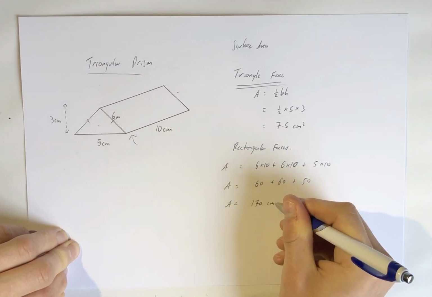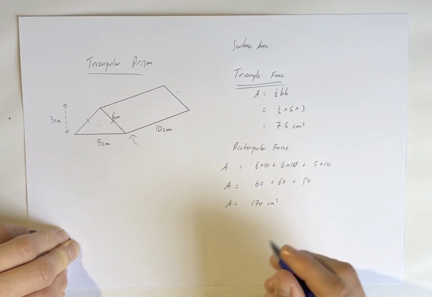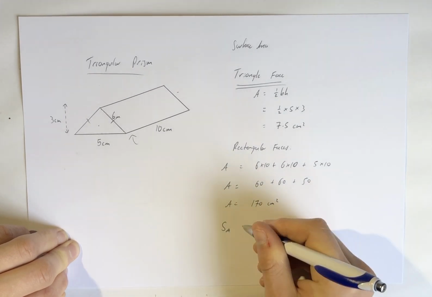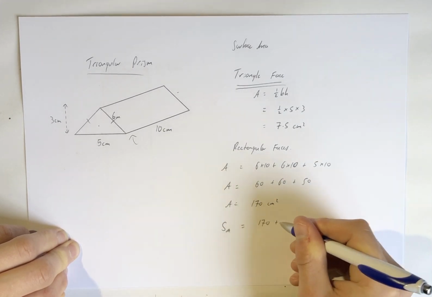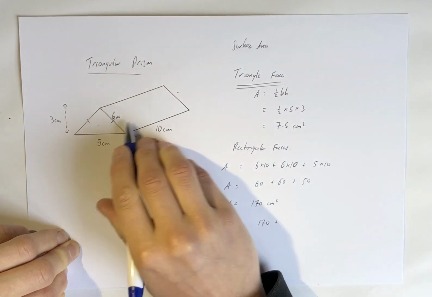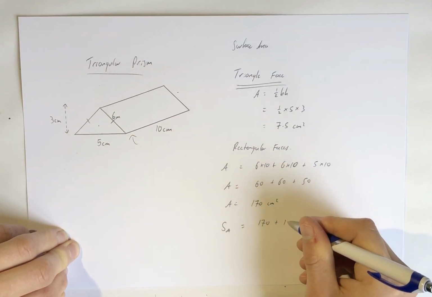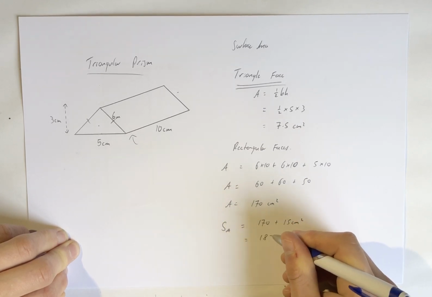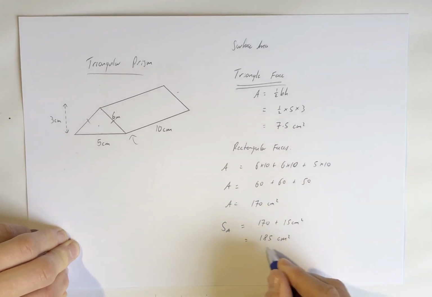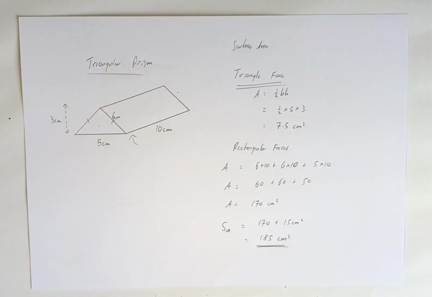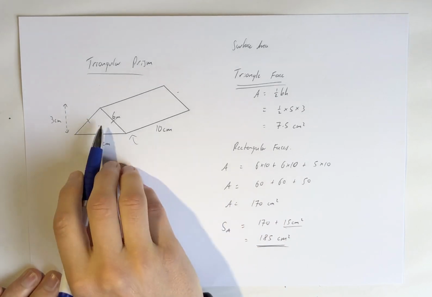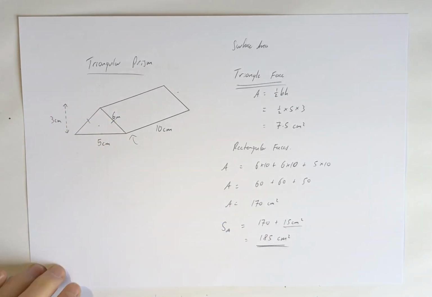170 centimeters squared. And then what I usually do is I go surface area, capital S subscript capital A, and it's going to be 170 plus, I got 2 of those triangle faces, 15 centimeters squared, so we get 185 centimeters squared on the surface. So I've got the triangle faces 1 and 2, they're there, and then I've got 1, 2, 3 big rectangular sides.